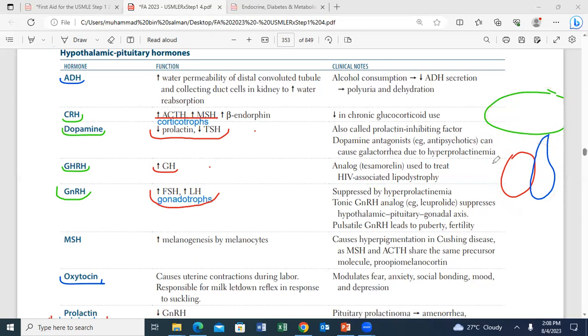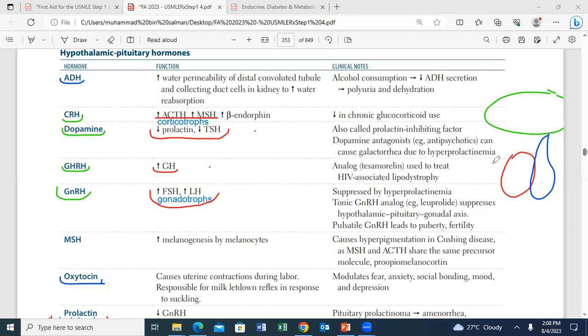Now I have represented the anterior pituitary with red color and the posterior pituitary with blue color. The posterior pituitary has two secretions. First is ADH, which is written right over here, and the second is oxytocin. I don't know why oxytocin is so down. It must be second, but anyways, ADH is written over here and oxytocin is written over here. So these two are the secretions of the posterior pituitary.